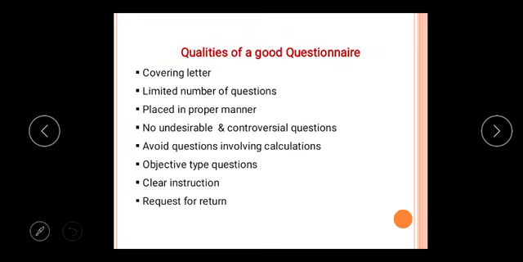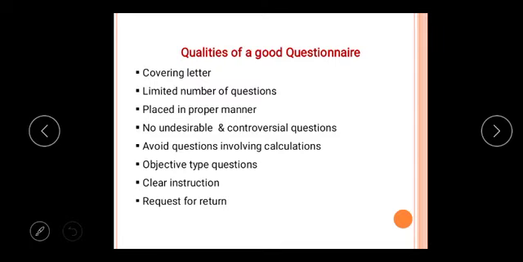Now, coming to the qualities of a good questionnaire. What should be the qualities of a good questionnaire? In this slide, the important qualities of a good questionnaire are being mentioned. Students, the success of the questionnaire method depends to a large extent on proper drafting of the questionnaire. Drafting of the questionnaire is a highly specialized job and needs a lot of skill and experience. The important qualities which an investigator should keep in mind before drafting a questionnaire are mentioned in this slide.